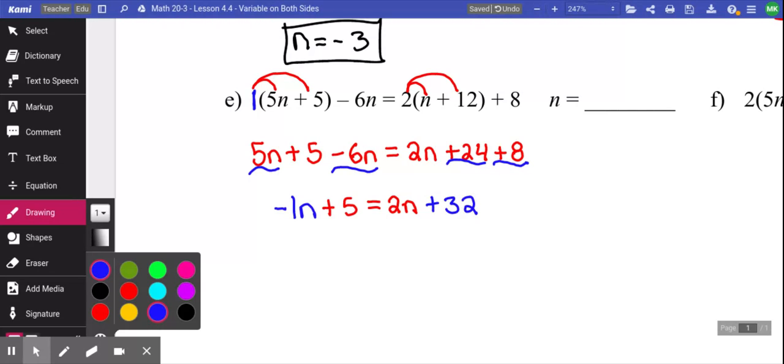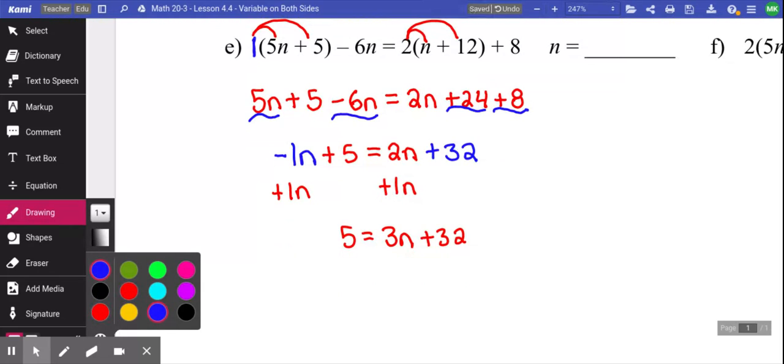So we collected like terms. The left side collects with the left side. The right side collects with the right side. We then are back to one of the original questions from today where we have n's on both sides. We need to move those n's. So I'm going to add one n from the left side to the right side to give me 5 equals 3n plus 32.